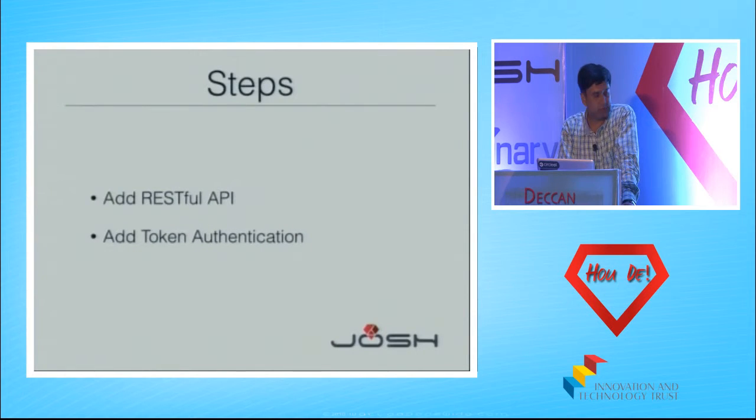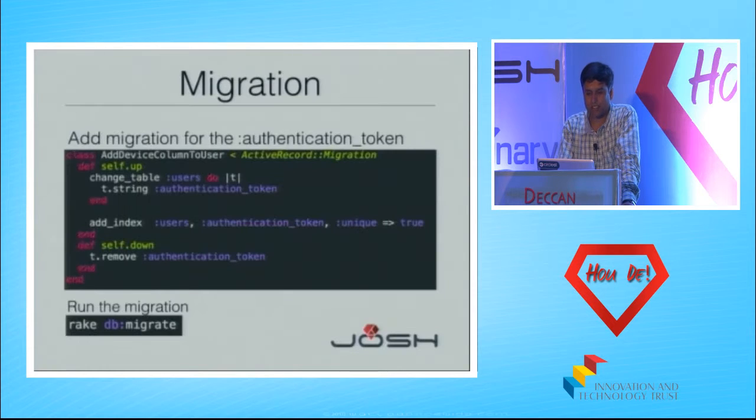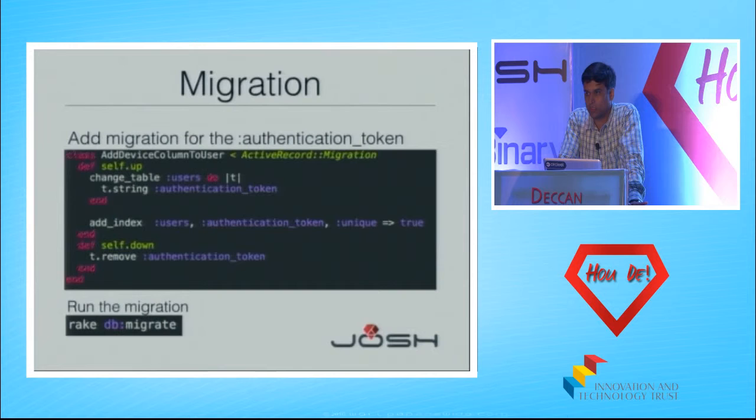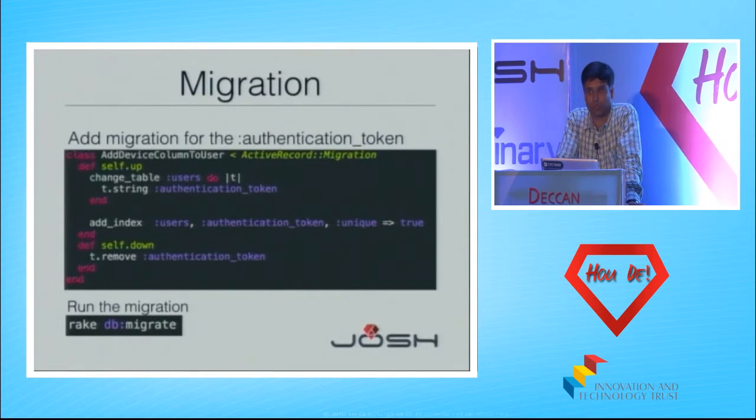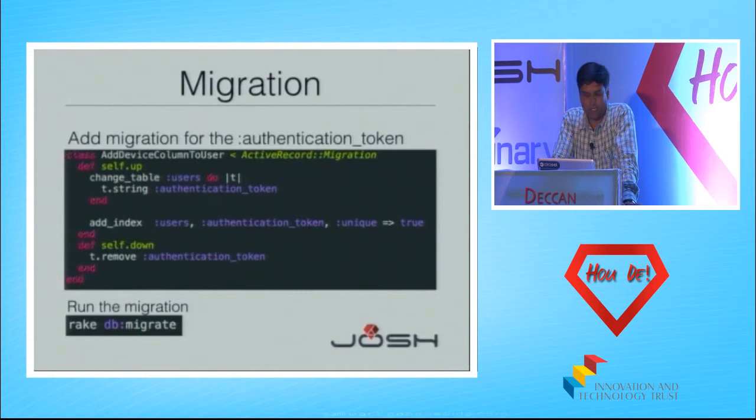So how do you do that? The first thing is to add a migration for the authentication token. So add a migration, add the authentication token to your user model, and then you run the migration. So at this point you've got a placeholder for your access token. Pretty straightforward Rails code. Guys, you're able to see it? Okay.